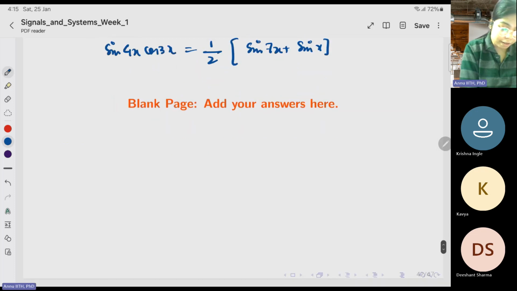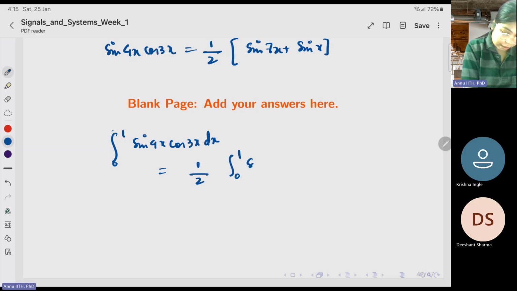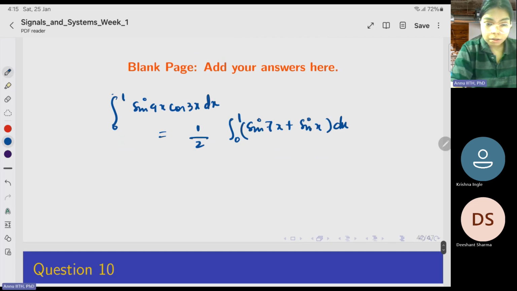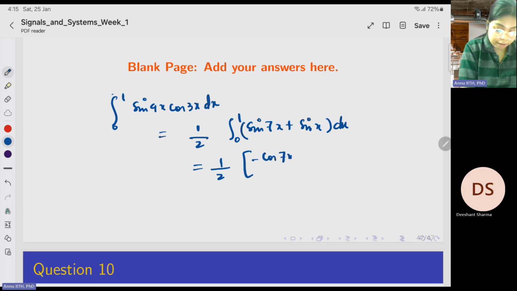Now we need to solve it simply. So what was the question? 0 to 1 sine 4x cos 3x dx. It is 1 by 2 will come out. So 0 to 1 sine 7x plus sine x. Now tell me, 1 by 2 times minus cos 7x divided by 7 minus cos x, right? So 0 to 1, this is 1 by 2.